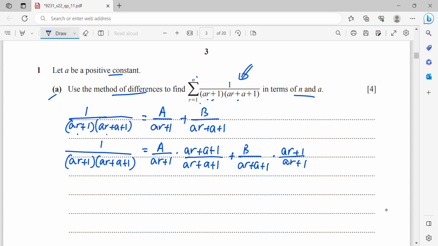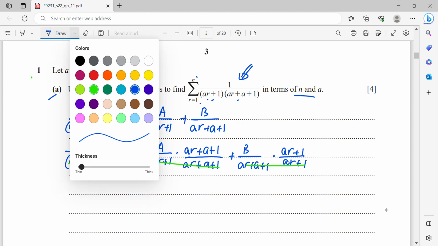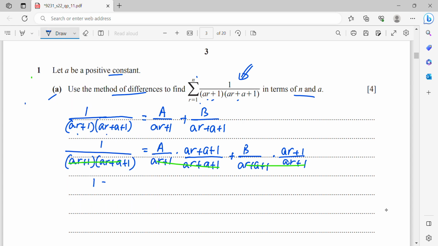Okay, once you have obtained this, then we can just cancel all the denominators. And the next equation is going to be the numerator. So 1 equals A times (ar plus a plus 1) plus B times (ar plus 1).